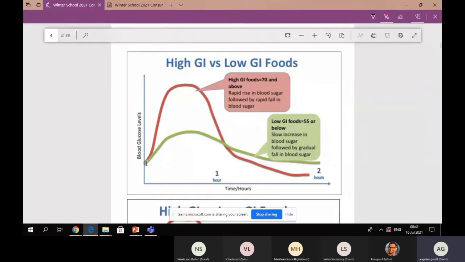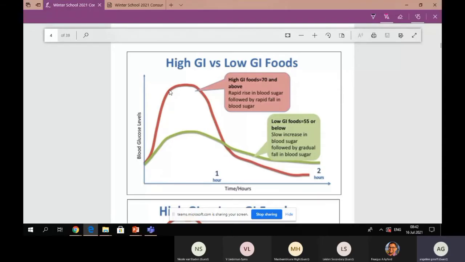And what you need to notice, and you should be able to describe this if you know the differences between those, is that when we eat high GI, indicated in the red over here, there's a rapid rise in blood sugar. So your carbohydrates are going to be broken down at a much faster rate, right? And so this will lead to a rapid rise in blood sugar as indicated.